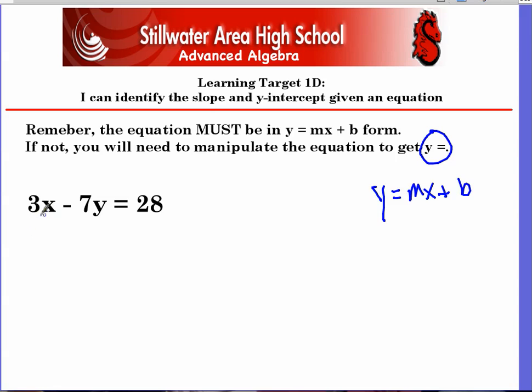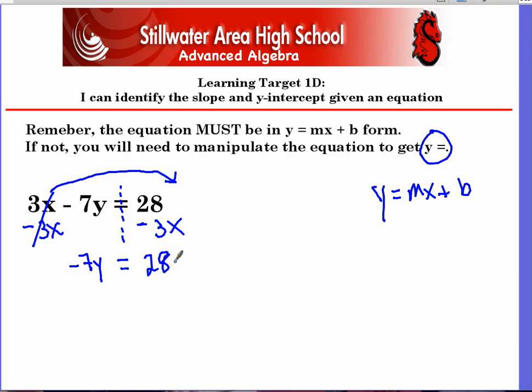As we look at this equation, I have to move the 3x to the other side of the equation. So therefore I'm going to subtract 3x from both sides of the equation. My equals sign stays there. So therefore, because the 3x and negative 3x add up to 0, I have a negative 7y. And on the right side I have 28 minus 3x. The last step is to divide by negative 7, the coefficient of y. But we have to divide everything by negative 7.